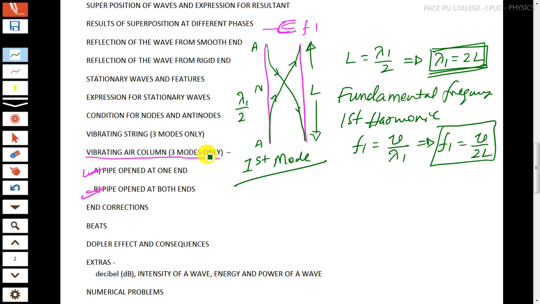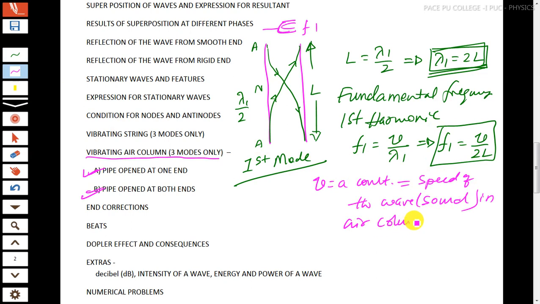You must know that V is a constant, which is the speed of the wave, or the speed of sound in the air column, which is a constant.